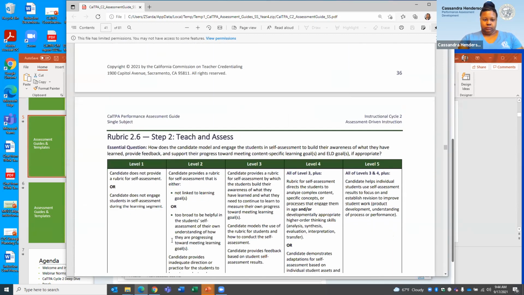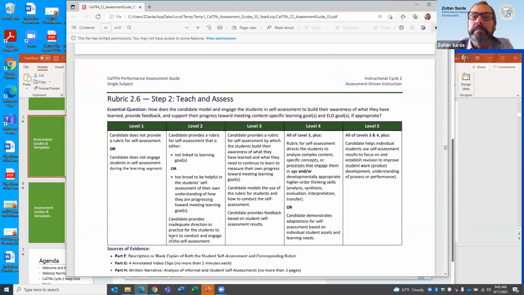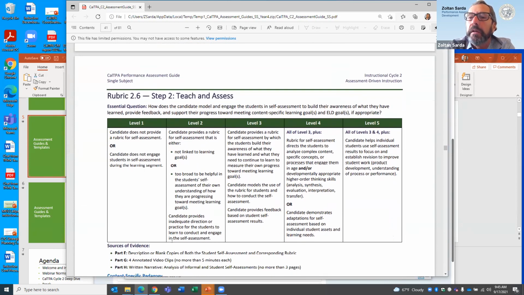Okay. Next is the student self-assessment. And again, Cassandra noted, this is asking the candidates to model the self-assessment with multiple students. Again, if they're using a rubric, they don't have to model the entire rubric. They're modeling the use of one particular construct in the rubric, that's appropriate. But they're doing that with multiple students, then they're having one or more students use that rubric. And again, they don't have to be assessing on the entire rubric. That would be hard to do with a complex rubric in 5 minutes.